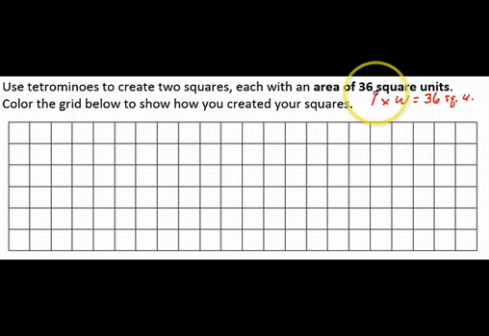I also know that because we are working with squares, my length and my width are the same number. So some number times itself will be 36. That's my clue that my length is 6 units and my width is 6 units, because that will give me an area of 36 square units. So I'm going to use that to guide me. I know that my square will have to be 6 units by 6 units.